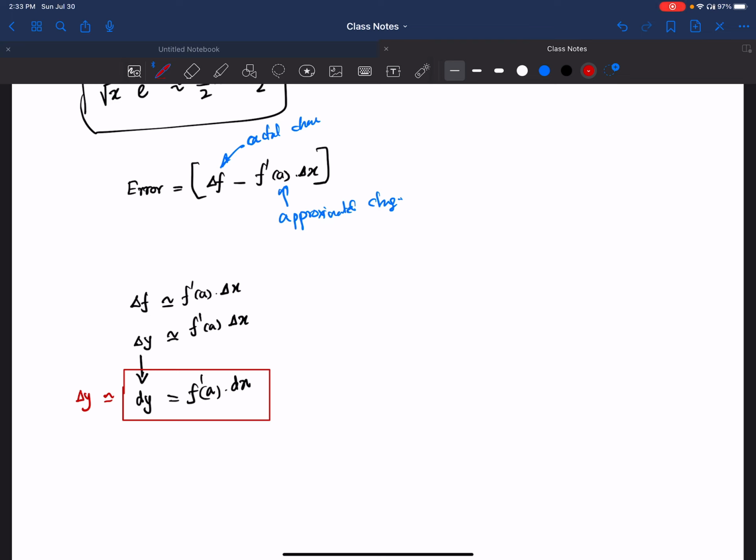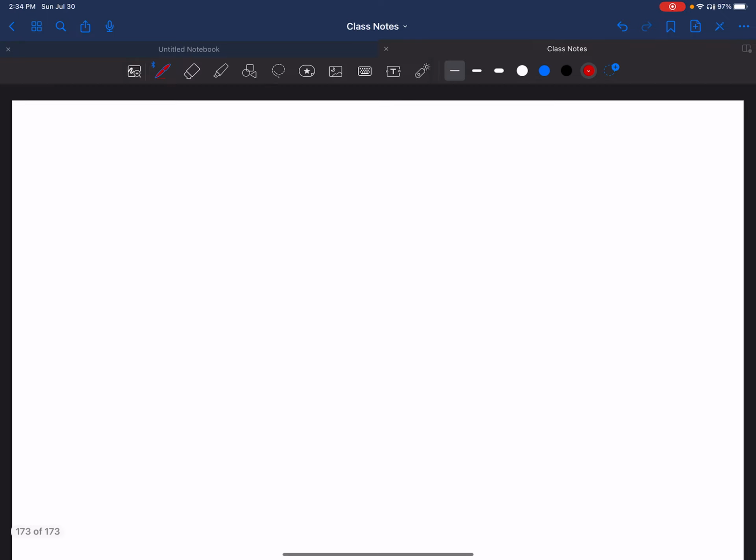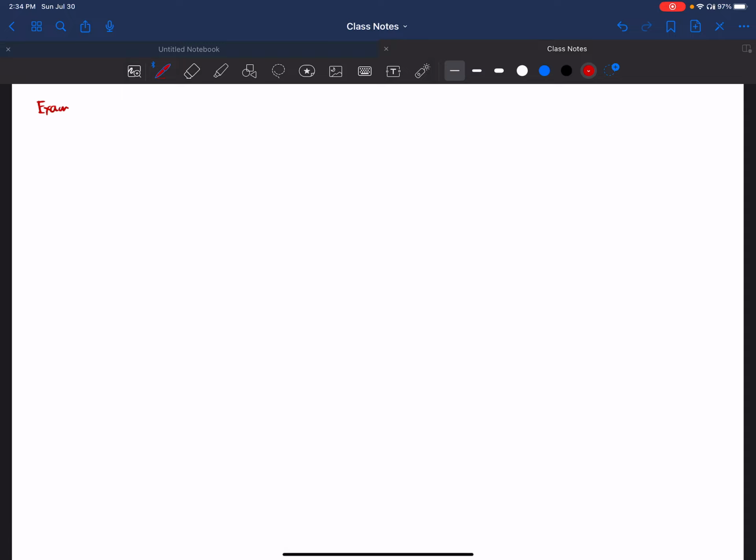Right. So let's work out some problems. Example: estimate tangent of pi over 4 plus 0.02 and compute percentage error.